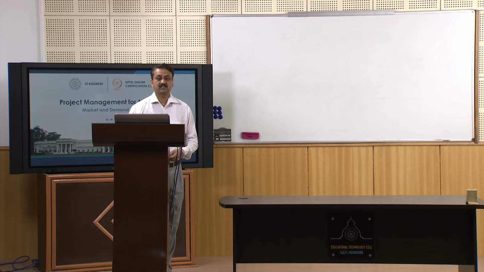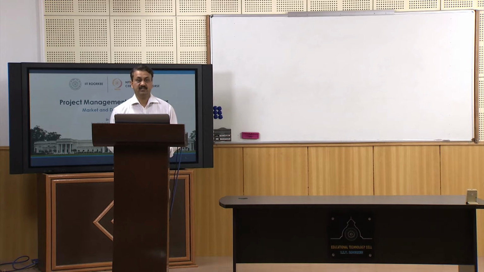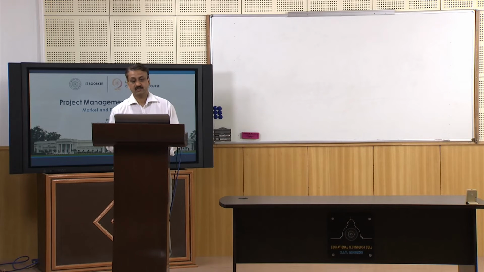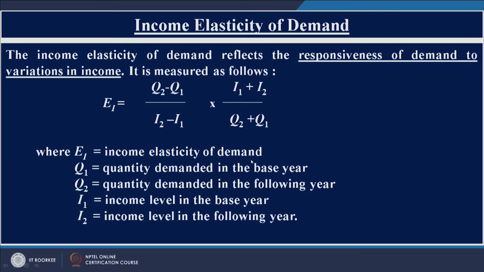So, we will take first as income elasticity of demand. So, how the demand will change with respect to income, right. So, this is income elasticity of demand. So, this is income elasticity of demand is you need to have this is Q2 minus Q1 divided by I2 minus I1 multiplied by I1 plus I2 divided by Q2 plus Q1, right.